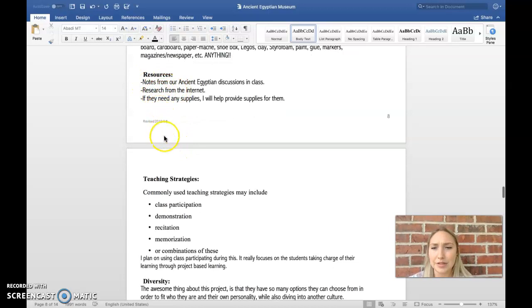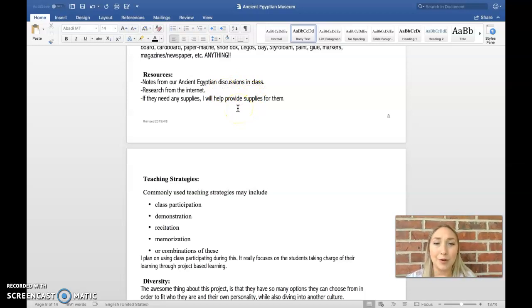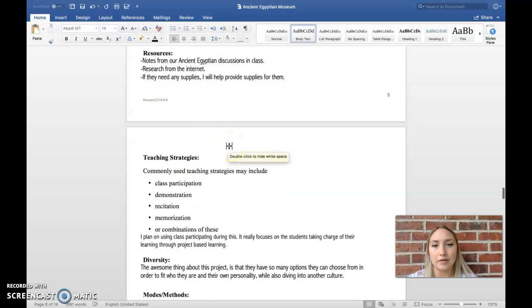Then my resources, notes from our ancient Egyptian discussion in class, because I want them to use those resources as much as they can, and then they can research on the internet for further research to help them, and then if they need any supplies, I will help them.